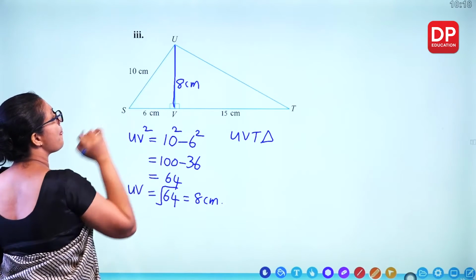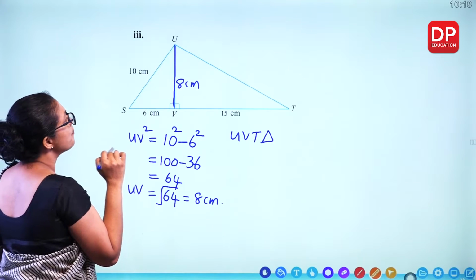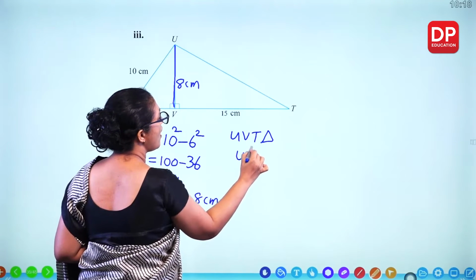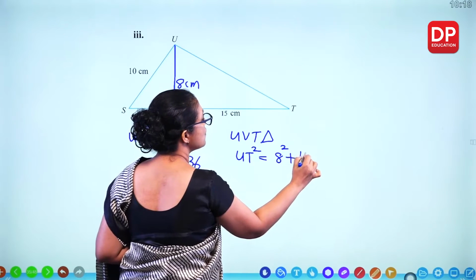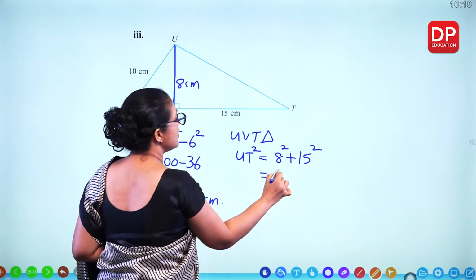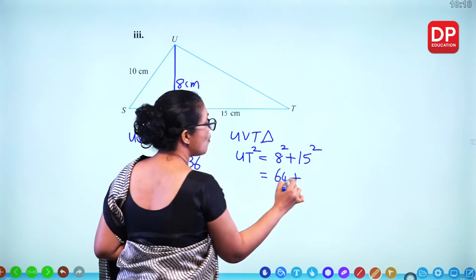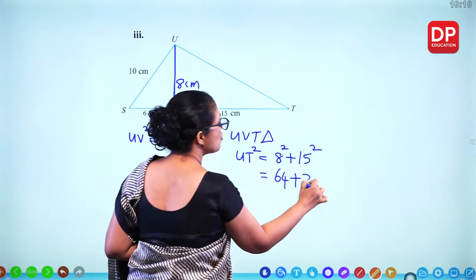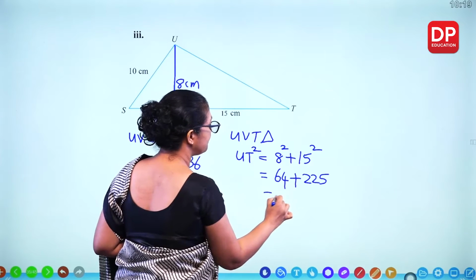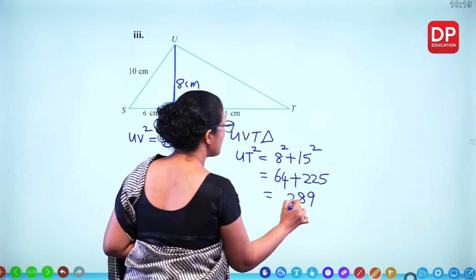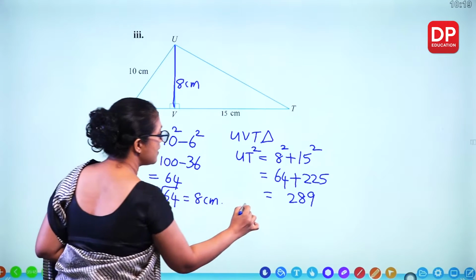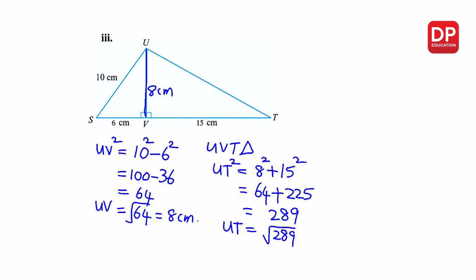Now we'll apply Pythagoras again for the UVT triangle. This triangle. So use Pythagoras theorem. UT squared is equal to 8 squared plus 15 squared. 8 squared is 64. 15 times 15, 225. So you get 289. What's the square root of 289?